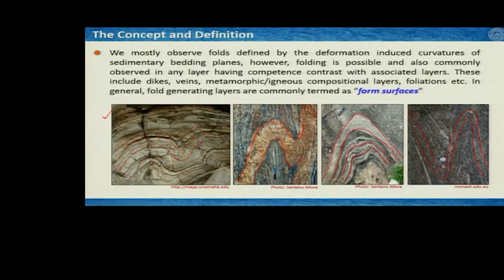So, it does not matter whether it is a sedimentary layer or a dike or a metamorphic compositional layer or some foliation, it can generate folded structures provided there are feasible conditions, and these conditions mostly include whether these layers or the surrounding materials of these layers have enough competence contrast with the layer that we expect to be folded.